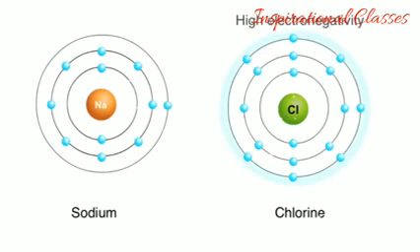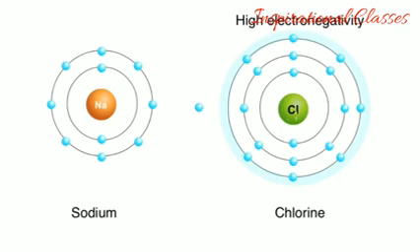Chlorine has a higher electronegativity than sodium. As a result, it strips an electron from the outer shell of the sodium atom. The sodium readily surrenders the electron to chlorine because it has lower electronegativity.